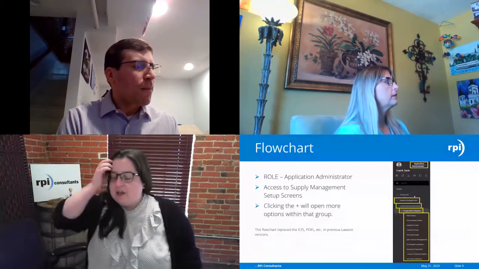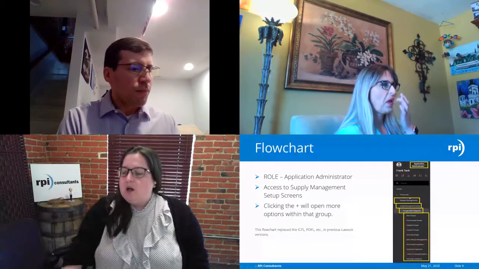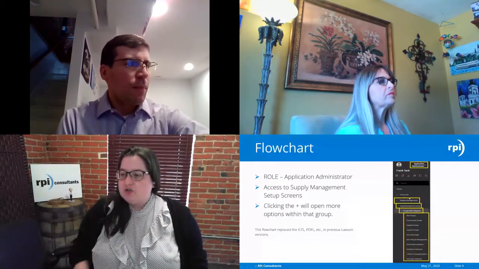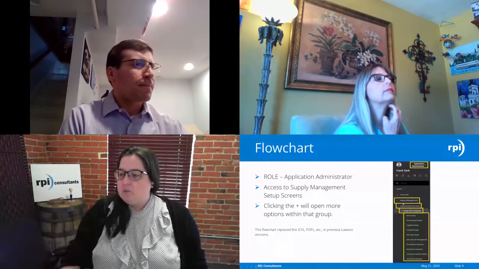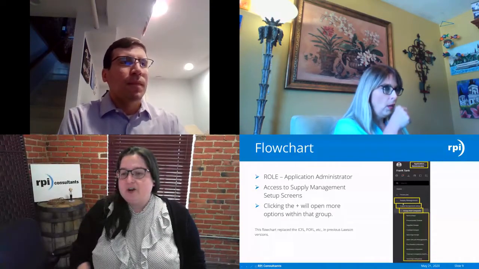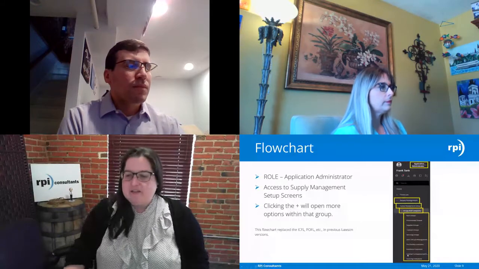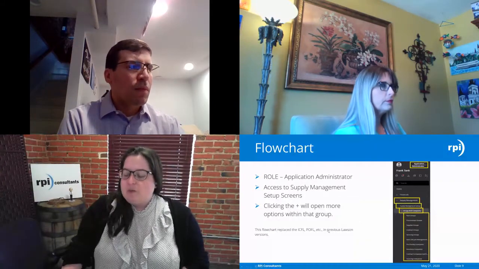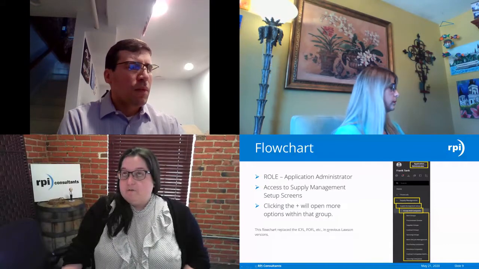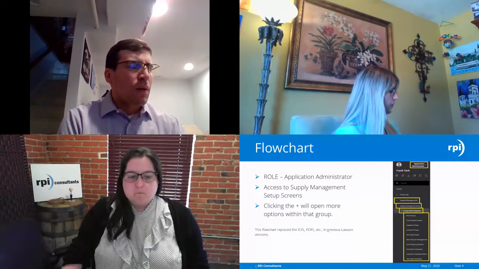The next big thing is the flow chart. So as you can see, again, it's the drop-down menu. Items under each grouping, you hit the plus sign and it will open it up and you will see more items that applies to that area. So replacing the ICFL, the POFL, and that was in version 10 and prior.